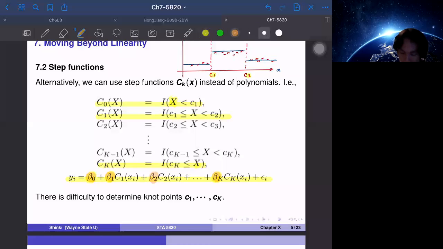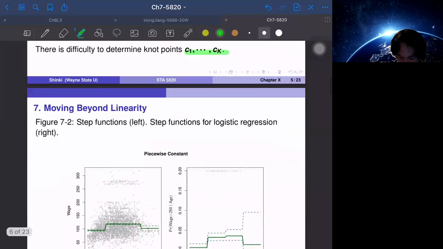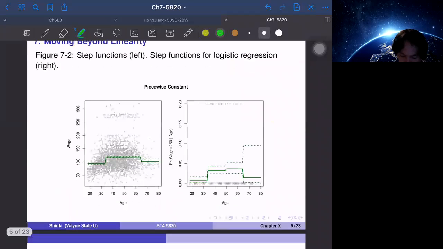But the difficult part is how to choose this C1 to CK. That is hard. There is difficulty in determining the knot points C1 to Ck, so this estimation is not as easy as linear regression. But if we just fix the thresholds, then certainly we can fit.